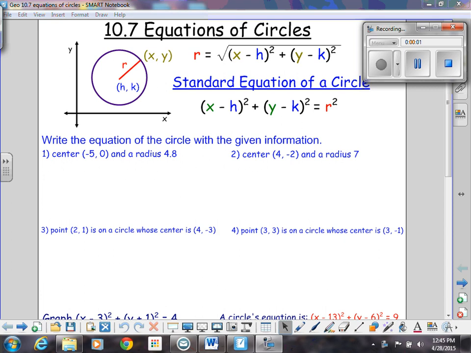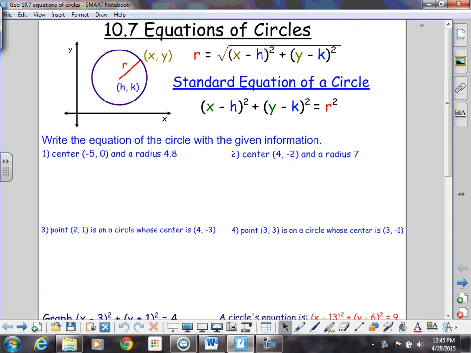Okay, now we're going to talk about equations of circles. So far we've been dealing with circles and they've just been on a blank sheet of paper. Well, now we're going to talk about what it looks like if we put a circle on the grid, an XY coordinate plane. So I'm going to go back to what a circle means.